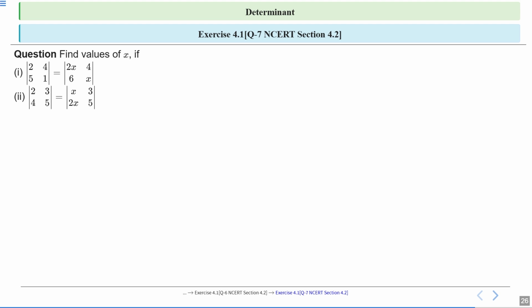Now, question number 7: we have to find the value of x if the determinant of the 2 cross 2 matrix [2 4; 5 1] is equal to the determinant of [2x 4; 6 x]. And the second one is, if the determinant of the matrix [2 3; 4 5] is equal to the determinant of the matrix [x 3; 2x 5]. So we have to find the value of x. To get the value of x, just calculate the determinant of both matrices and we get an equation. When we solve that equation, because there is only one variable, we get the value of x. So just try.